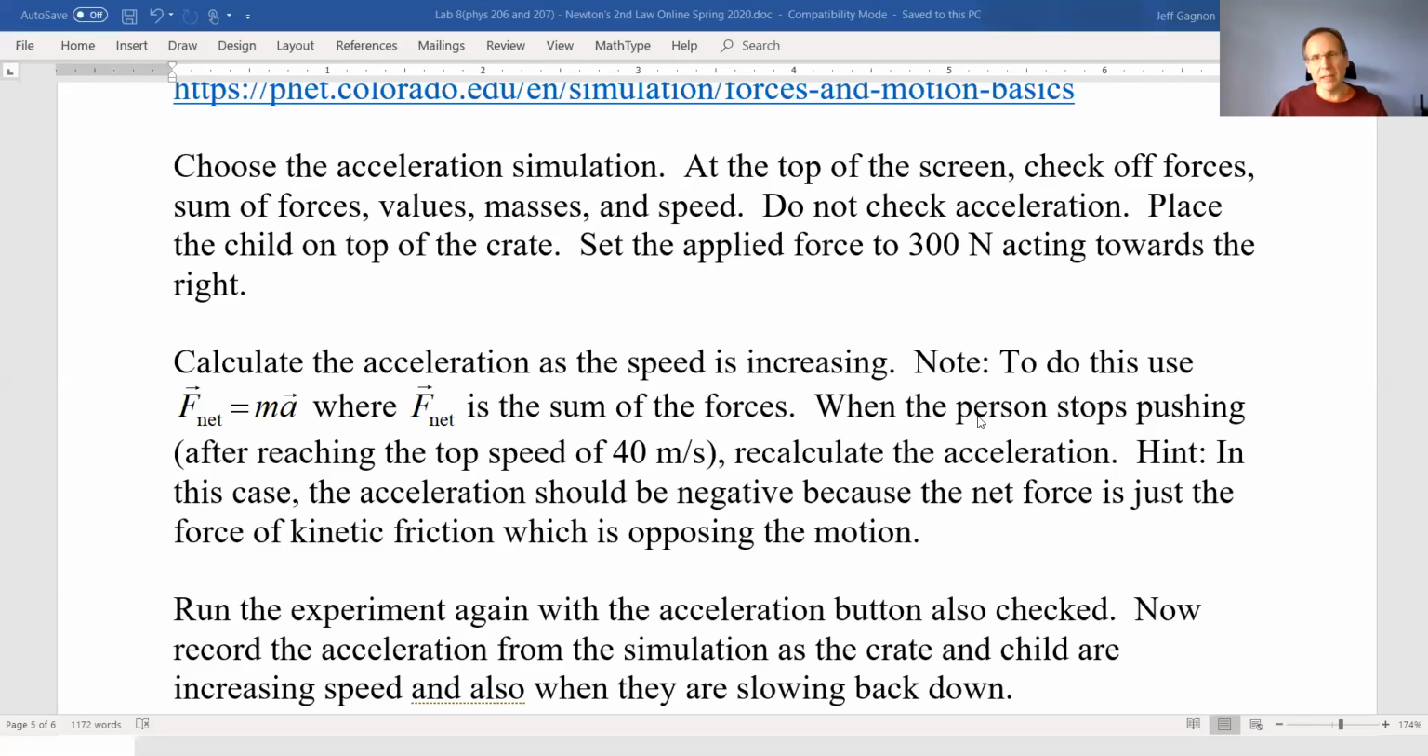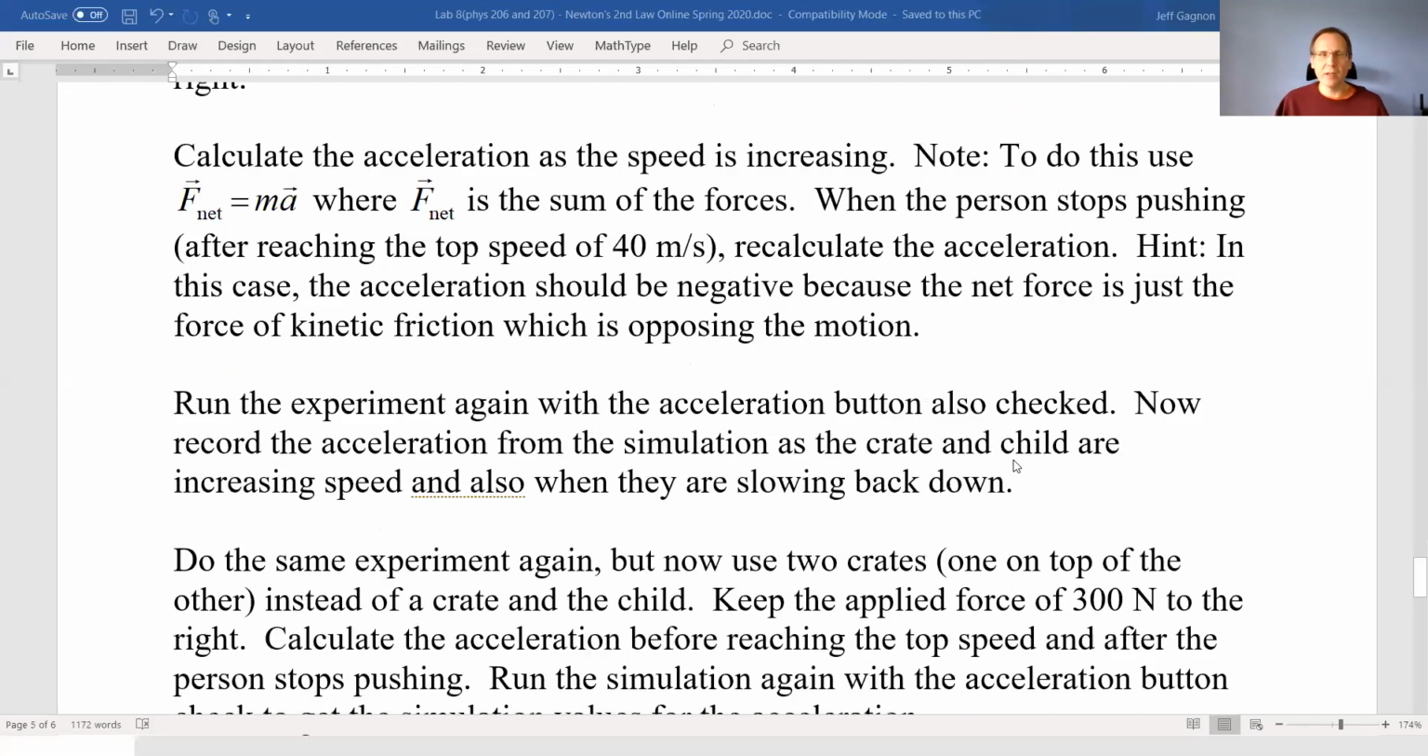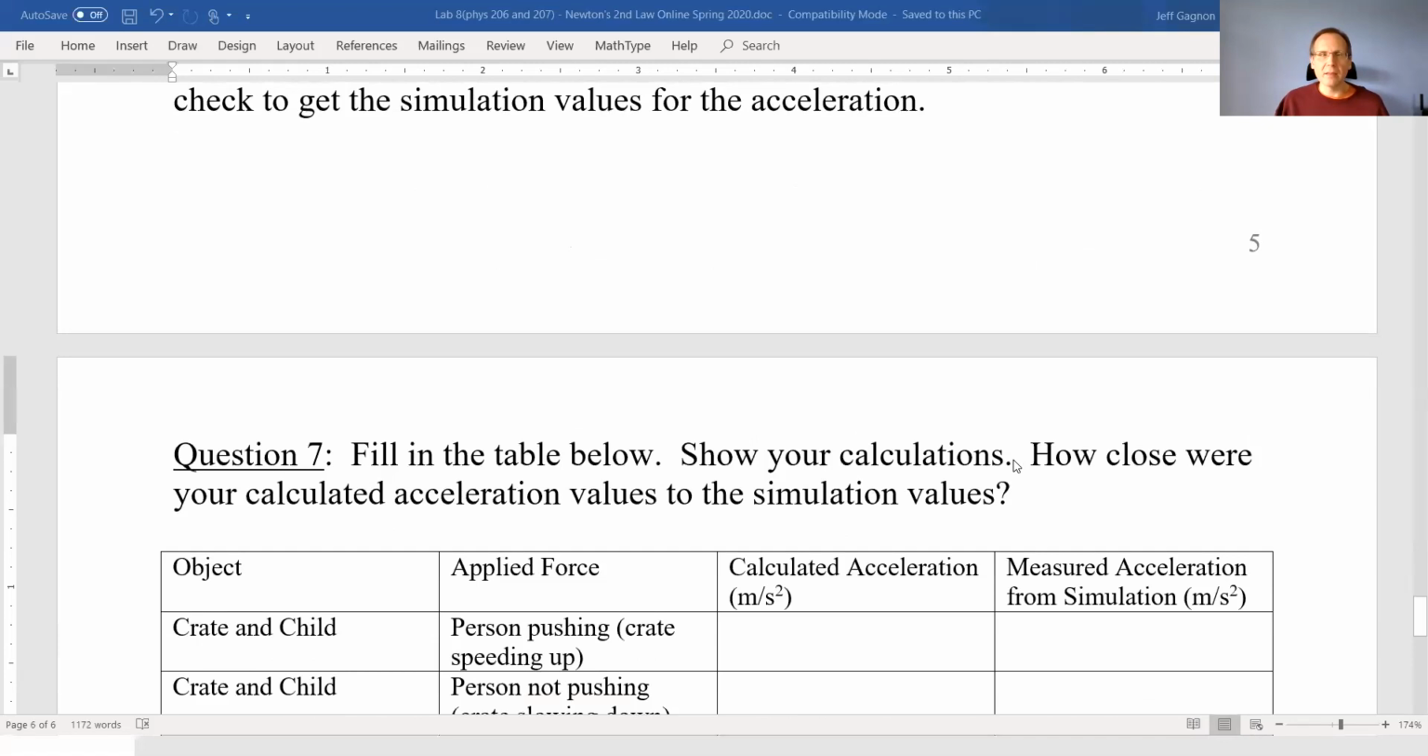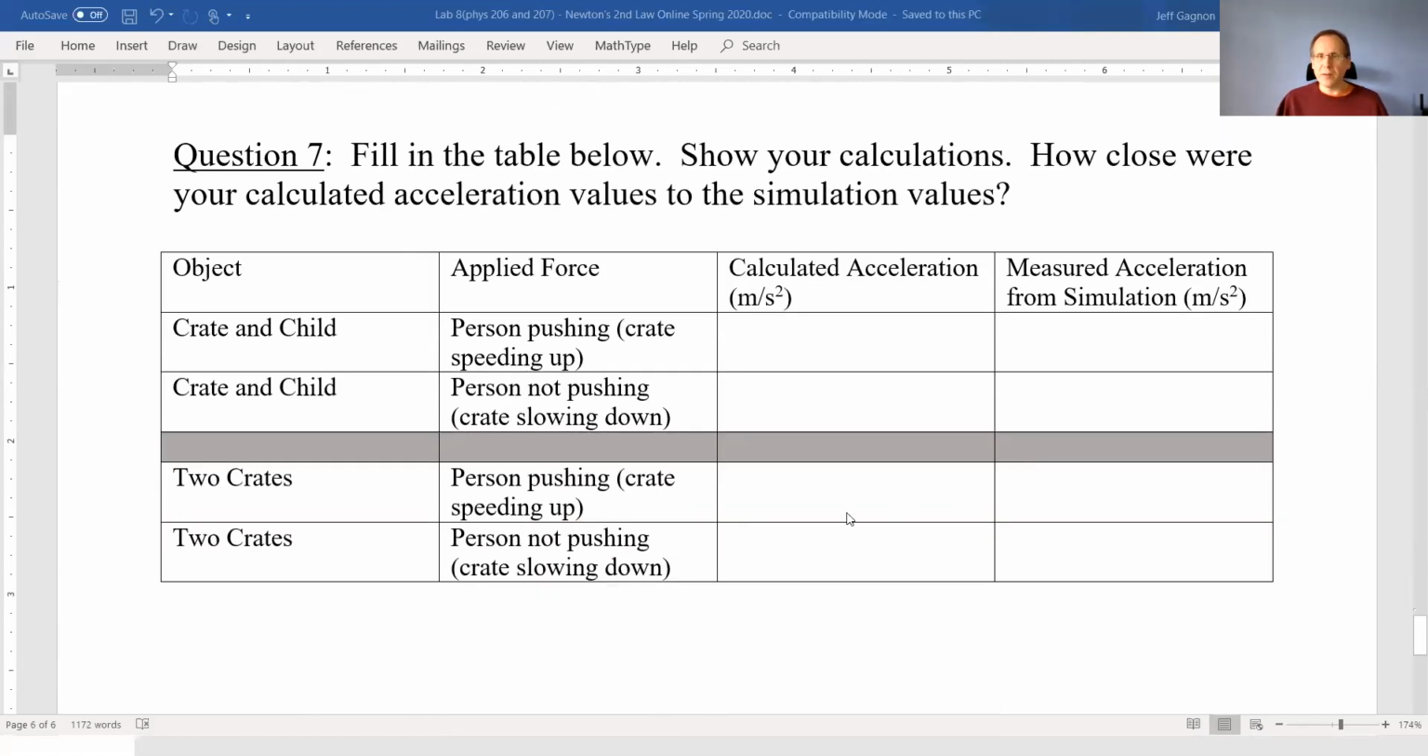Okay, so again, I kind of explained everything anyways, going through the simulation, but all the information is in the handout as well. And all I want you to do for this last question is fill in this table. Show me your calculations for the acceleration when the person was pushing the crate and the crate was speeding up, where the object consists of the crate and the child on top of it. And then when the person stopped pushing and it was decelerating, calculate that acceleration. Remember, this one should be negative. And then write in the values that you got when you clicked on that acceleration check mark, or measured the acceleration from the simulation itself. You're going to put in those values. And they should be really close, right?